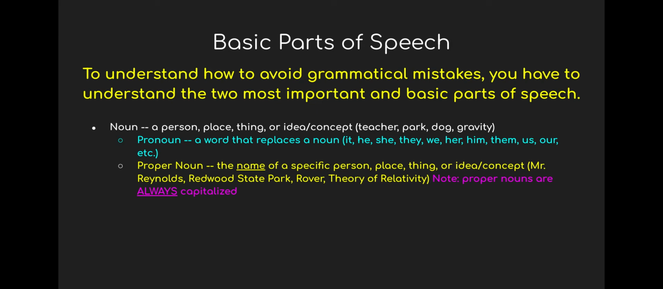Another thing that's important is the proper noun. Understanding that the difference between a noun and a proper noun is simply that the proper noun is the name of a specific person, place, thing, or idea. So a specific teacher would be Mr. Reynolds. A specific park would be Redwood State Park. A specific dog would be Rover. A specific concept would be theory of relativity.